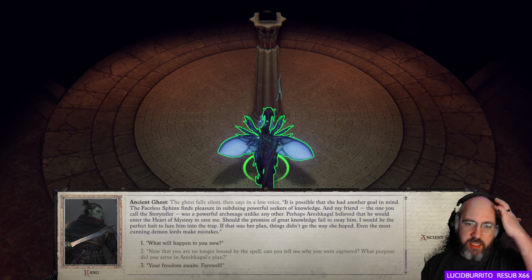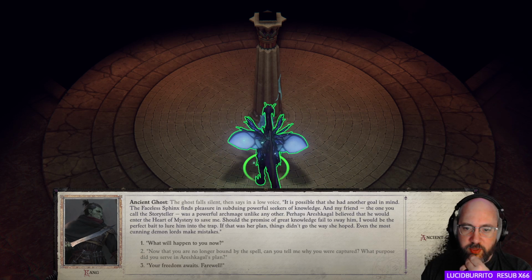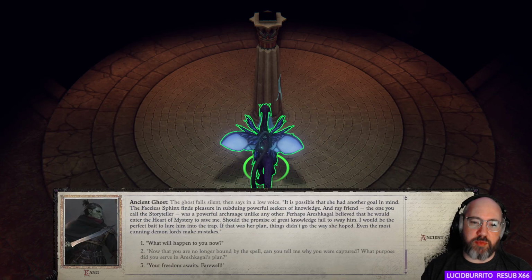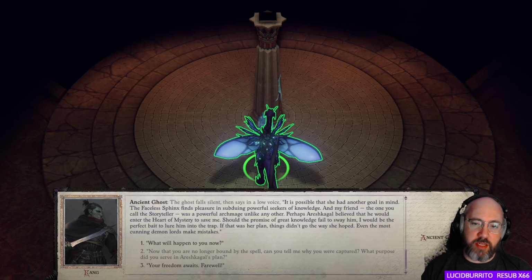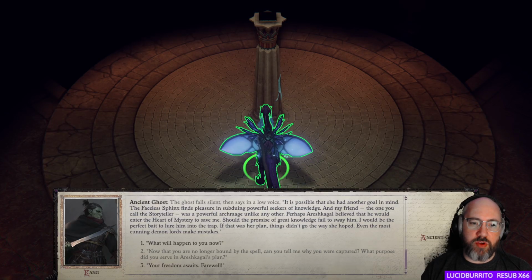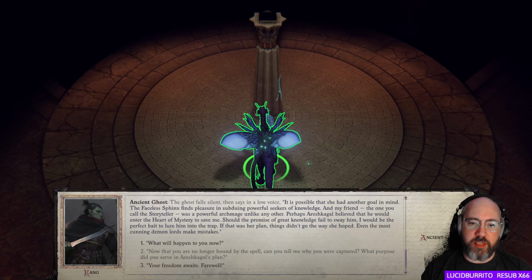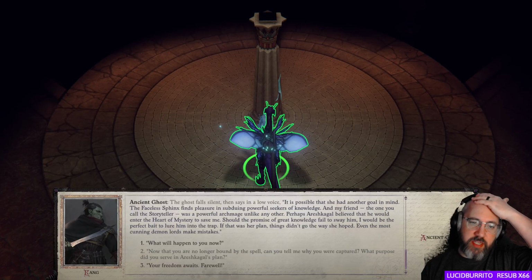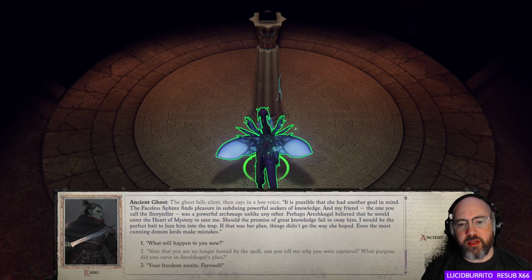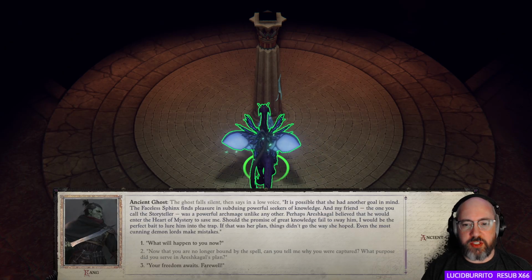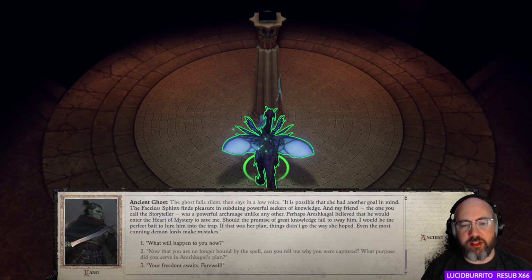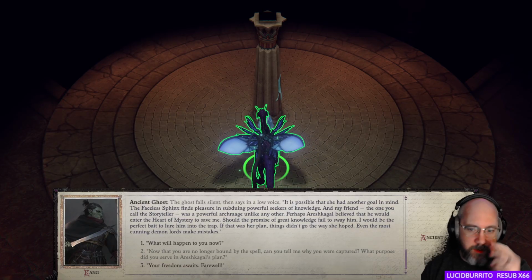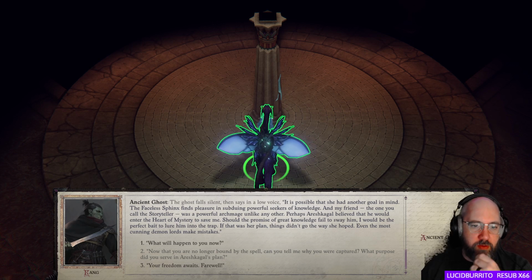The ghost falls silent and then says in a low voice, "It is possible that she had another goal in mind. The faceless Sphinx finds pleasure in subduing powerful seekers of knowledge, and my friend, the one you call the Storyteller, was a powerful archmage like no other. Perhaps Aresh Kagal believed that he would enter the heart of mystery to save me. Should the promise of great knowledge fail to sway him, I would be the perfect bait to lure him into the trap. If that was her plan, things did not go the way she had hoped. Even the most cunning demon lords make mistakes."